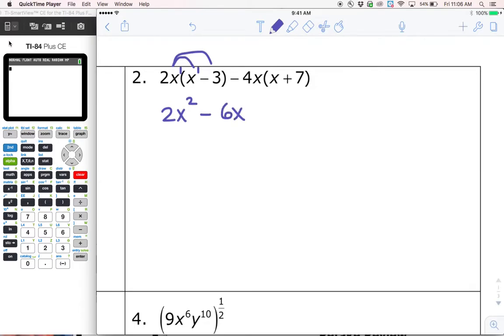And now we move on with the negative 4x. Negative 4x times x, very similarly to the first term we did, it's going to be negative 4x squared, right? Each of these has a 1 to add together. And negative 4x times 7 will be a minus 28x.